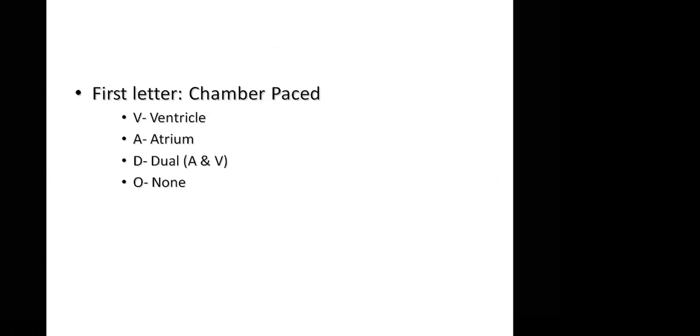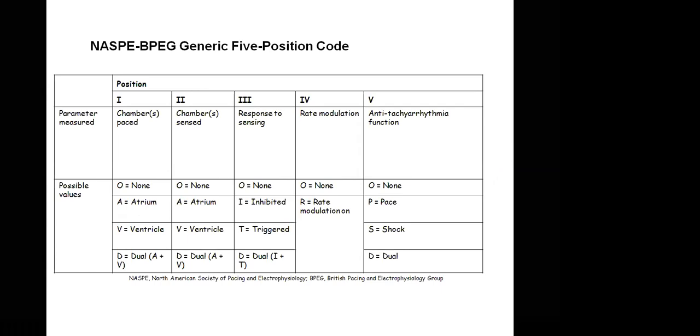To go to the next alphabet, the third alphabet is the response to sensing. Response to sensing means that I can program it to tell it not to respond, as in not to respond to sensing. You put O. Not to respond to sensing means that even if it senses activity, the natural thing is that if you sense intrinsic electrical activity, then you should not bother pacing, right? You should allow intrinsic electrical activity to cause its natural depolarization. But I can program it in such a way that I don't want intrinsic electrical activity to function. I just want to be pacing all the time. So that one, I'll put O.